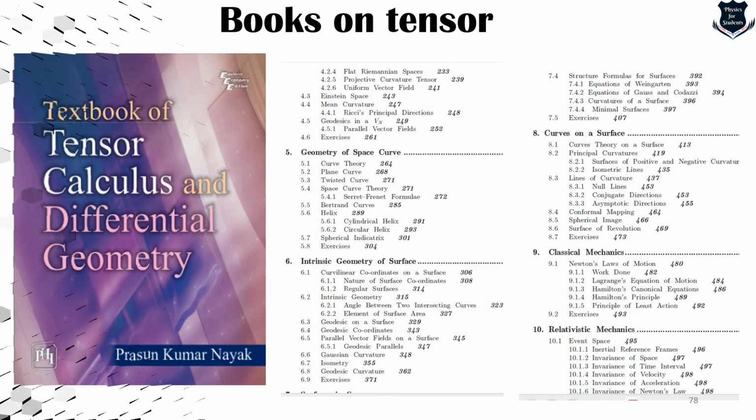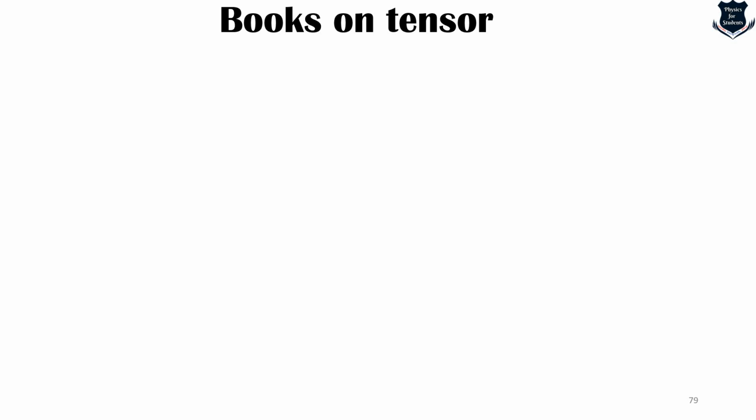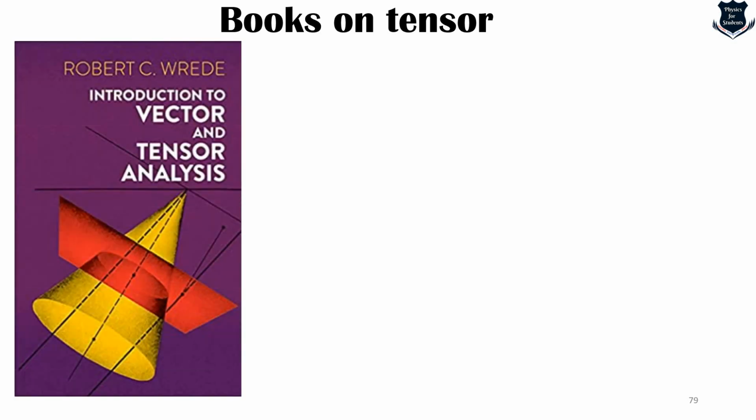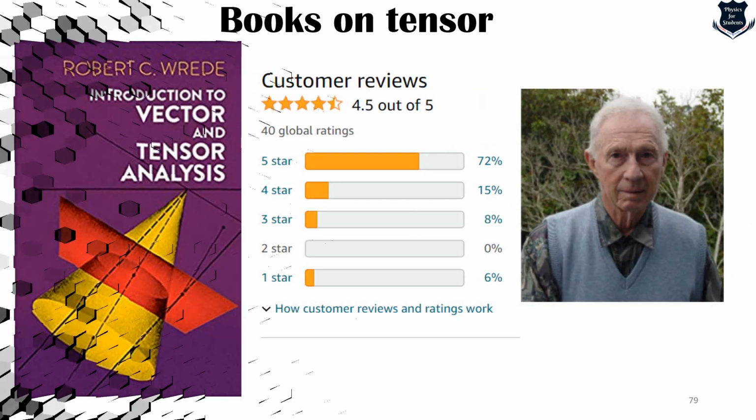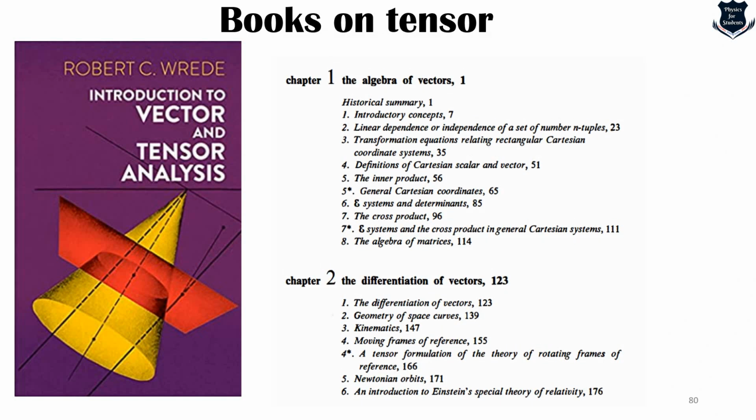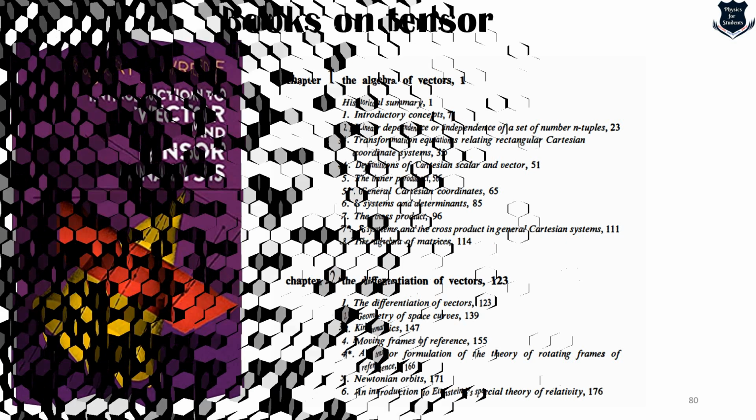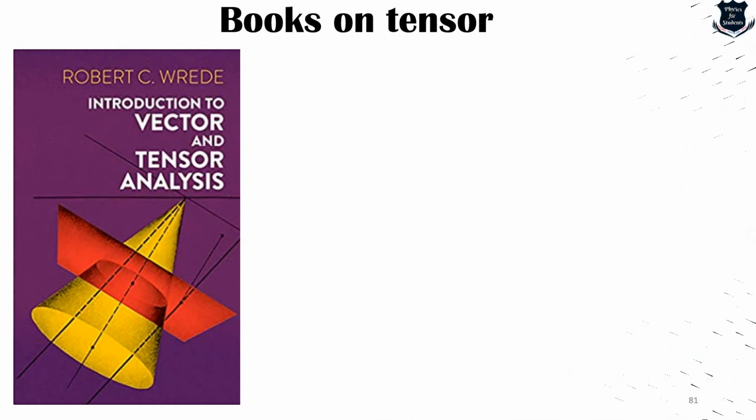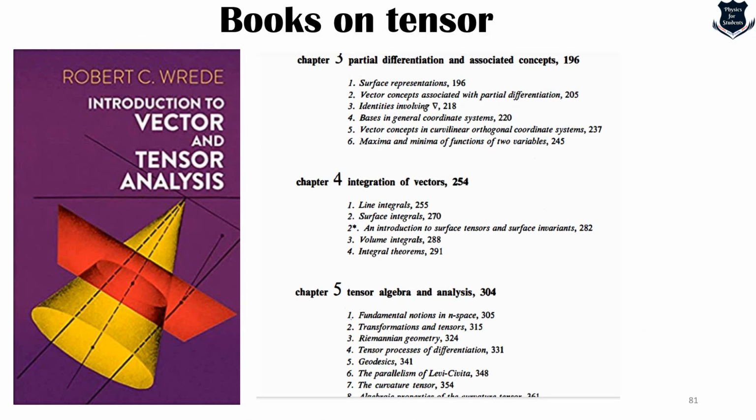The final book which I would recommend is this one, Robert C. Wrede's Introduction to Vector and Tensor Analysis, because that has a 72% rating. And this book is also good. It starts with a historical summary, which is quite a good thing, and the differentiation of vectors will also follow. So the content is quite intense, and then it goes into integration of vectors, fundamentals.